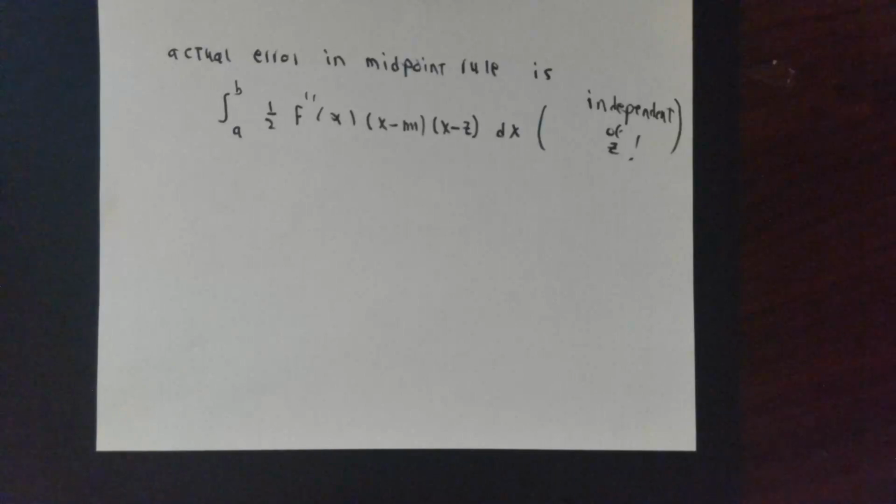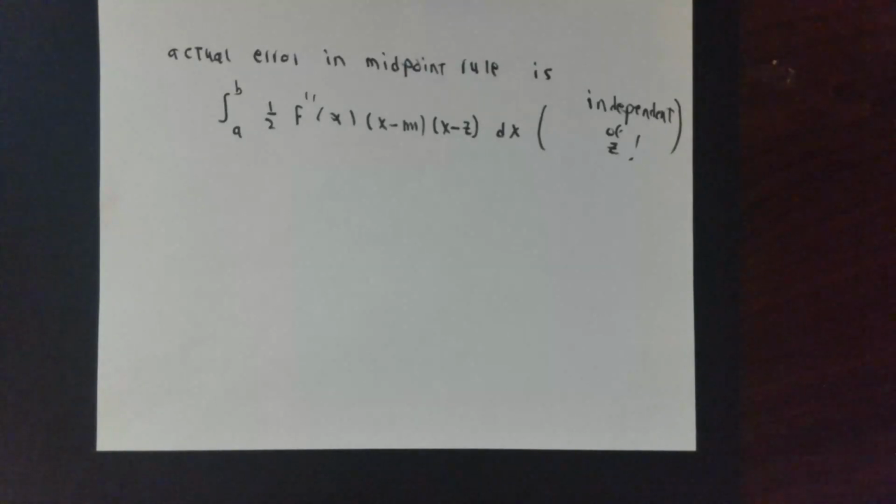This is the actual error in the midpoint rule: the integral from a to b of 1/2 times a value of f double prime times (x minus m) times (x minus z) dx. The remarkable fact that this is actually independent of z is really going to help us out here in a minute. Since this doesn't depend on z, I could make the z fairly close to, but not exactly equal to, m. Then I could make it closer than that.